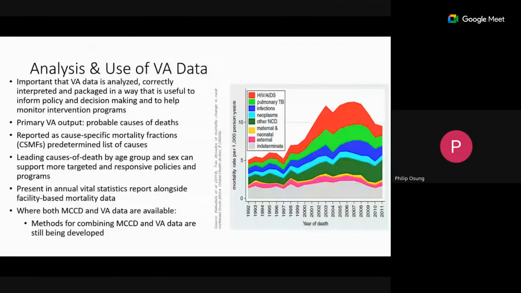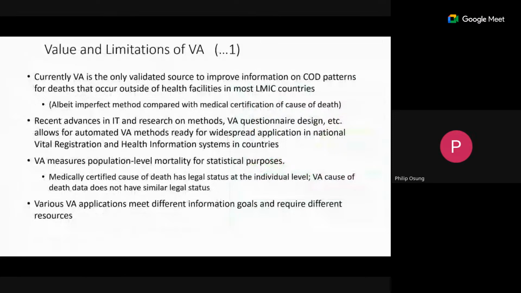For the analysis of the data, you have two systems: expert algorithms and physician-coded. For physician-coded, you actually look at the sequence of events and try to find the underlying cause of death. For the expert algorithms, this is becoming more common now. You have applications and algorithms that you feed data into, and then it spits out the cause of death.